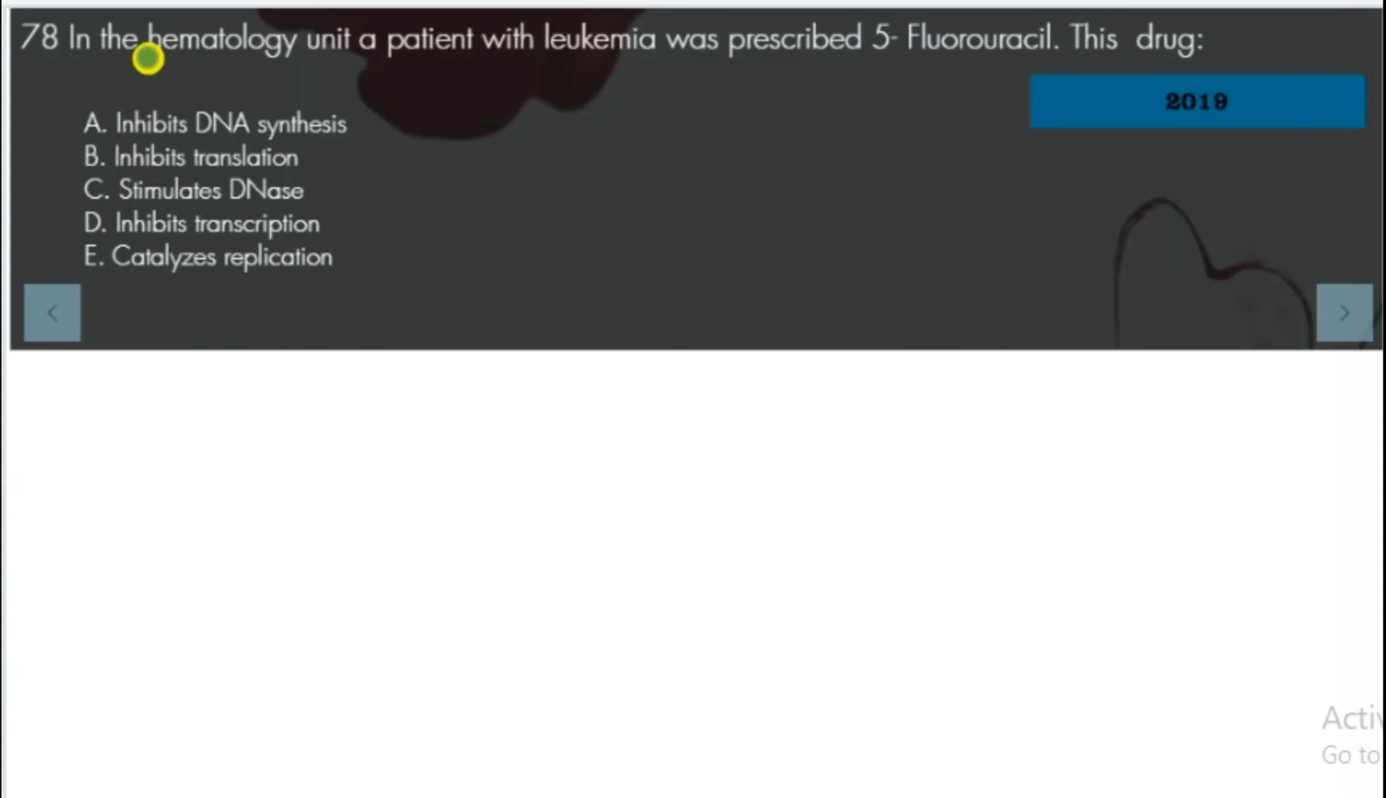So there is a question. In a hematology unit, a patient with leukemia, which means an increased number of WBCs in blood, is prescribed 5-fluorouracil. What is the mechanism of action? Catalyze replication? No. Inhibit transcription? No. Can you guess which antimicrobial drug can inhibit transcription?